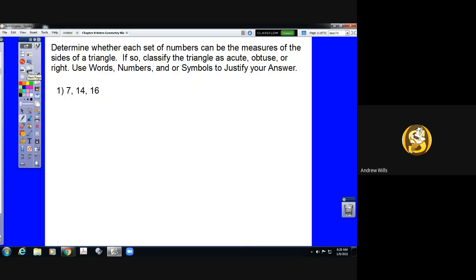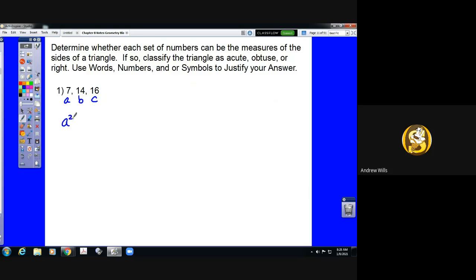All right, so 7, 14, and 16. Which of those three numbers, 7, 14, or 16, is going to be our c value? Type it in the chat. Good. Seeing the correct number popping up on my screen. The biggest of the three is our c, so c is 16, which means a and b are 7 and 14.